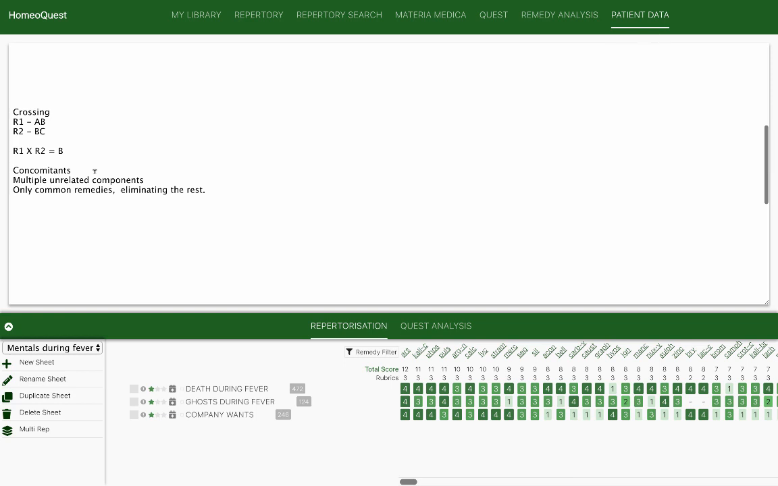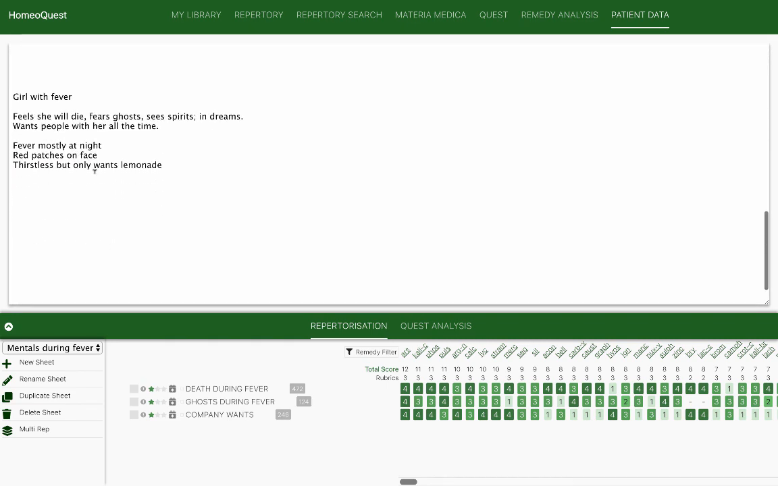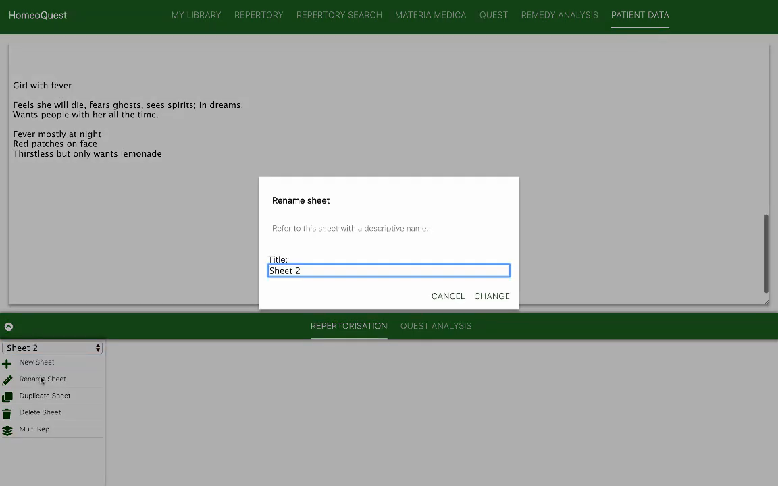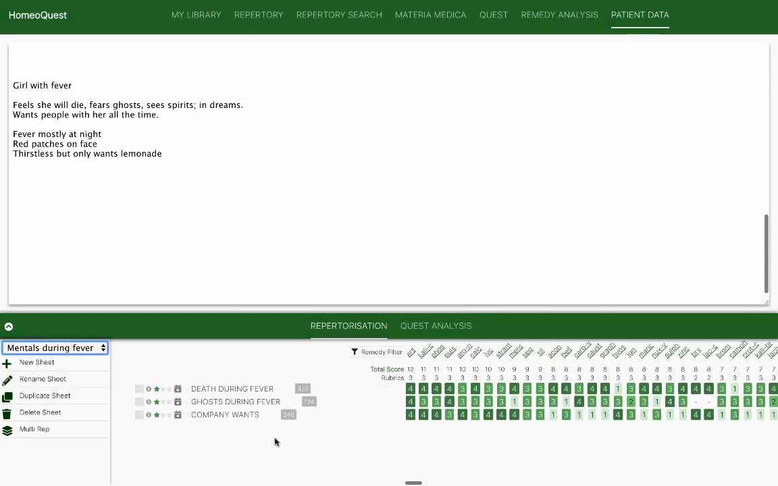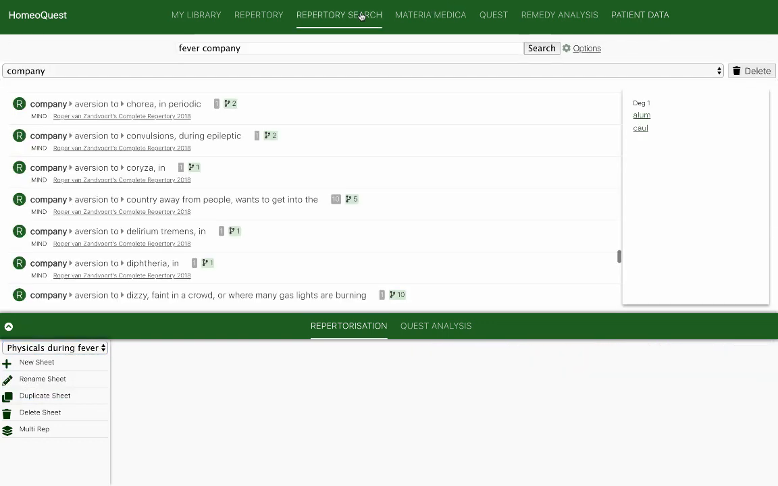All right, so let's look at how we can use concomitants and how we can use this in this girl's case. We're going to use crossing here, and let's use the crossing part in the rest of the totality, which is the physical totality. Rename this and we call it physicals during fever. Perfect. So you have the mentals during fever, which we did before. Now we have the physicals during fever, and we're going to create a new repertorization here.